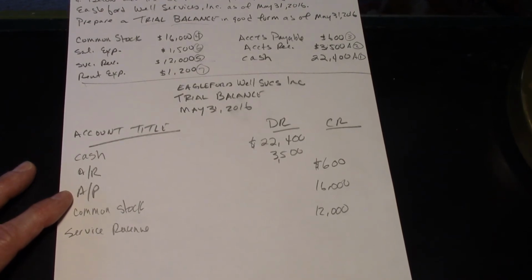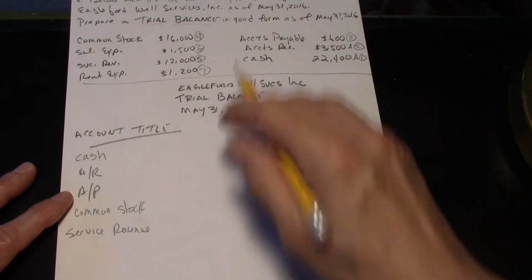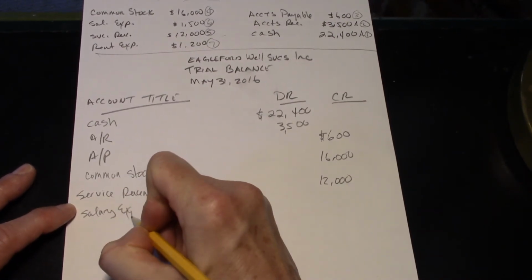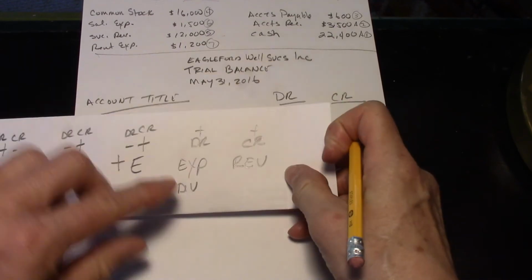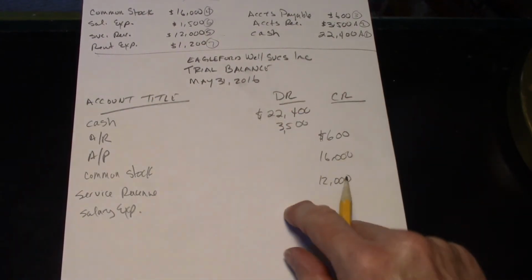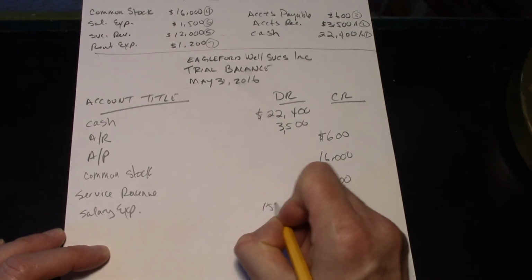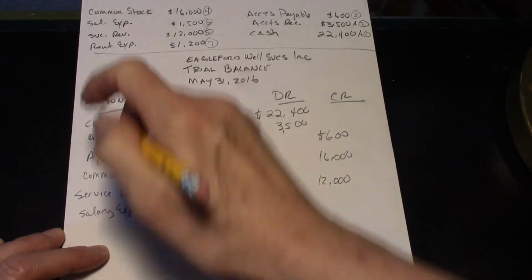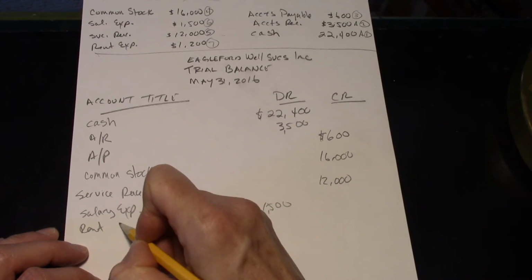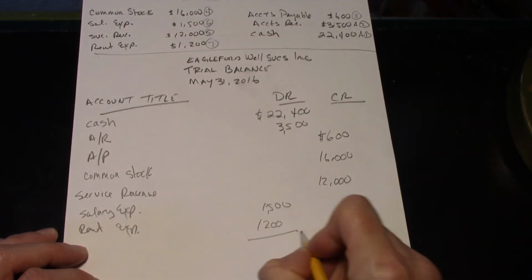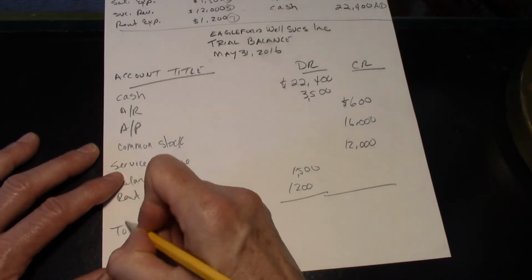Then we have our salary expense. And of course expenses are debits, right? Because that's what increases them. So salary expense is going to go right here, $1,500, and rent expense is $1,200. All right, and so then we have our total.